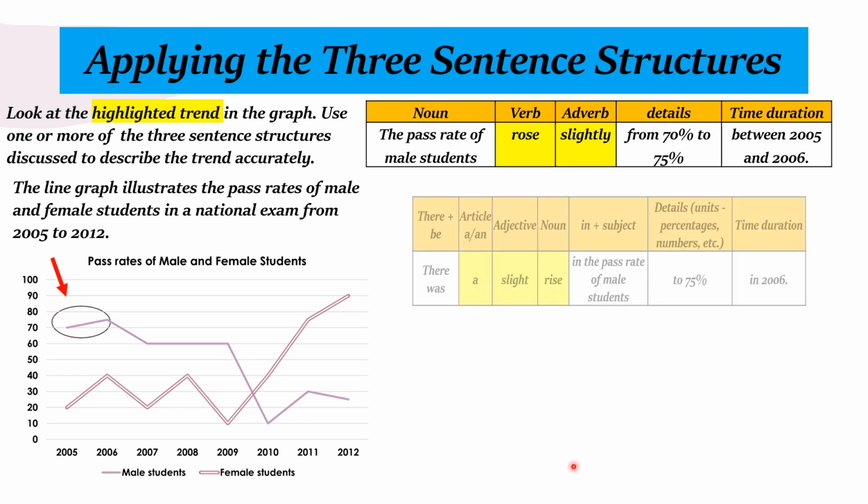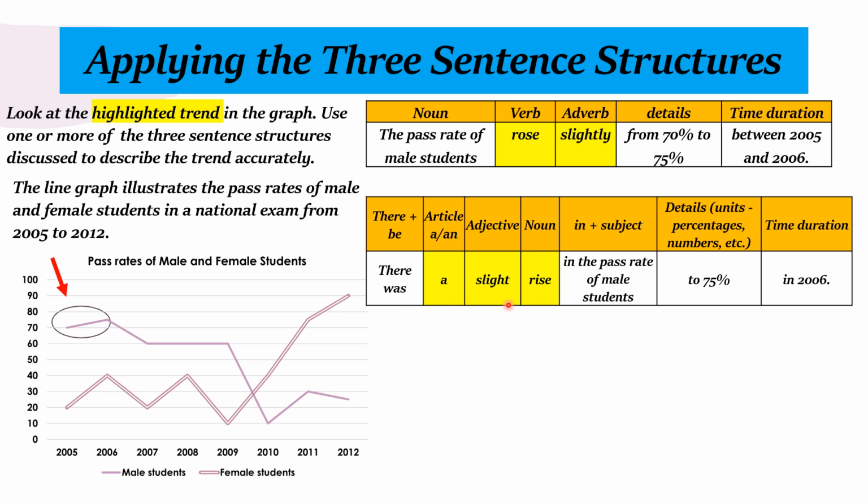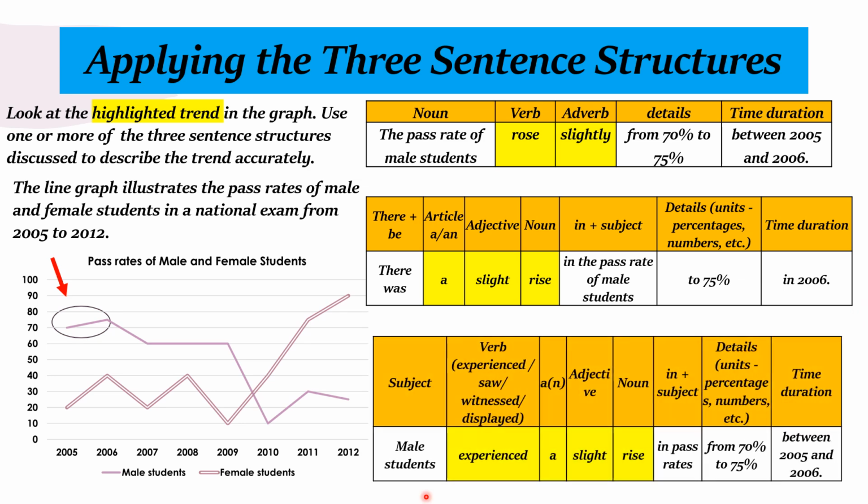Using the second structure, we can write, there was a slight rise in the pass rate of male students to 75% in 2006. Using the third structure, we can write, male students experienced a slight rise in pass rates from 70% to 75% between 2005 and 2006. Notice how each sentence structure presents the same trend but in a different way. Compare your sentences with these examples and check if you have followed the correct structure.